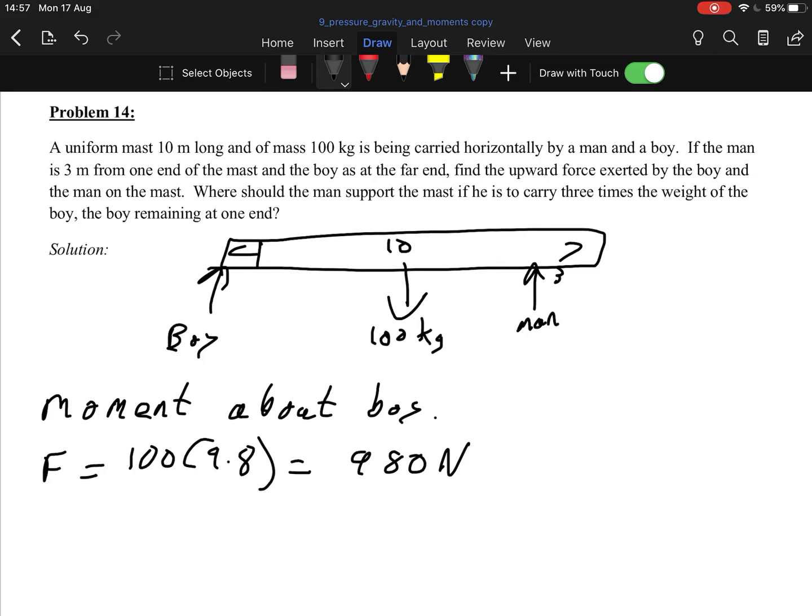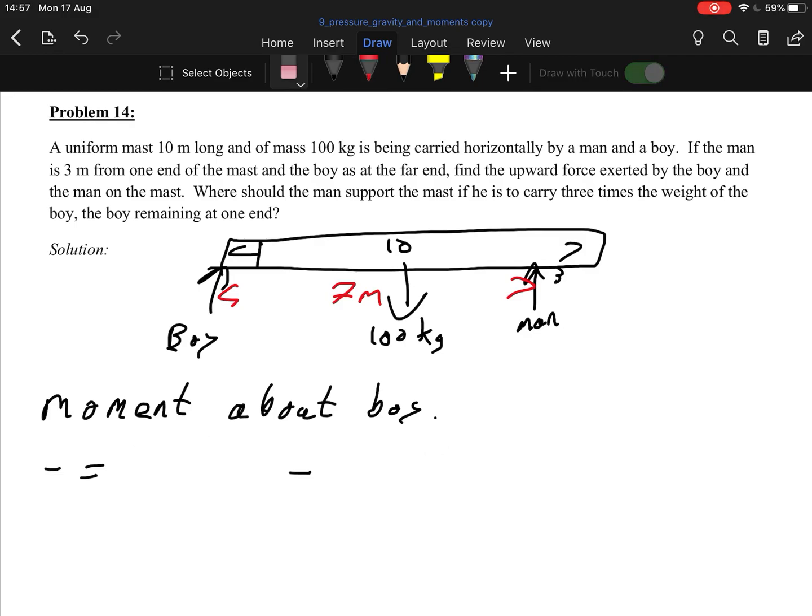So we know that because the man is about the boy, his perpendicular distance is going to be 7 meters. All right, actually, hold on. Stall the ball there. I'm after making a big mistake. Okay, so let me rub that out.